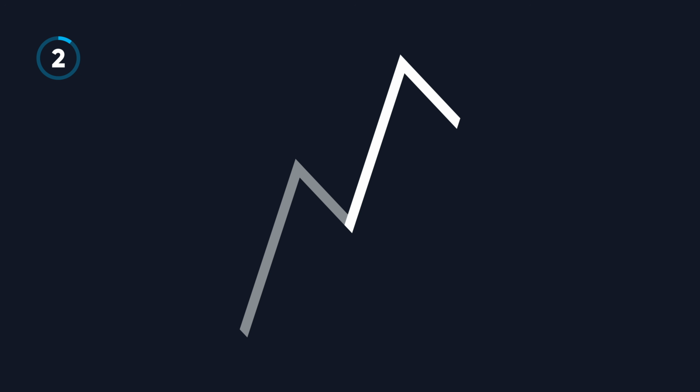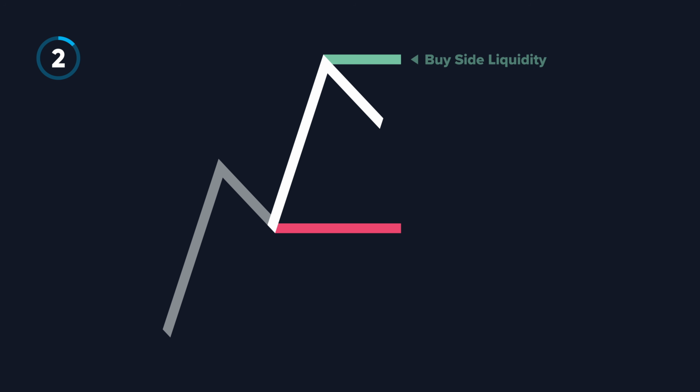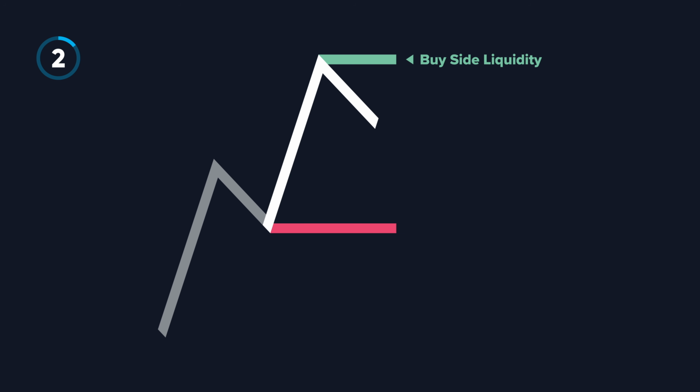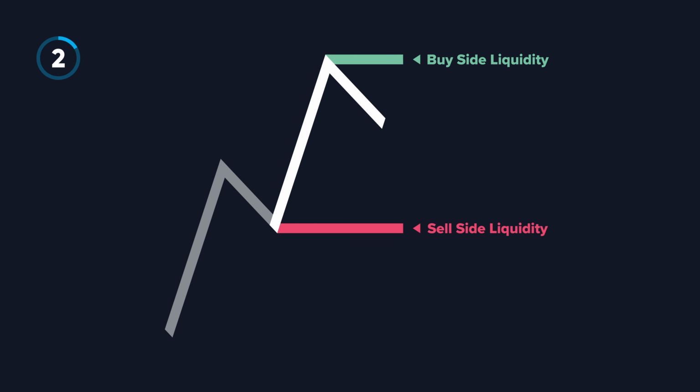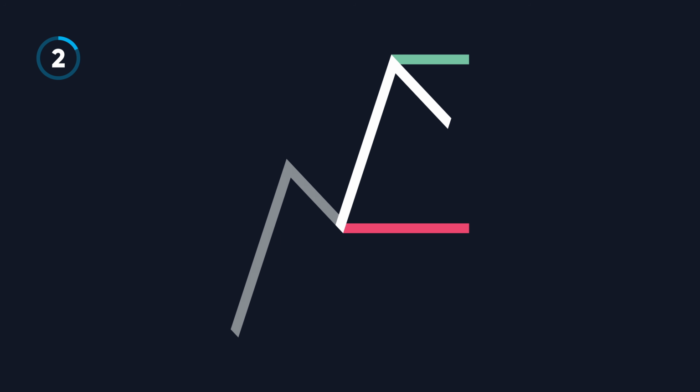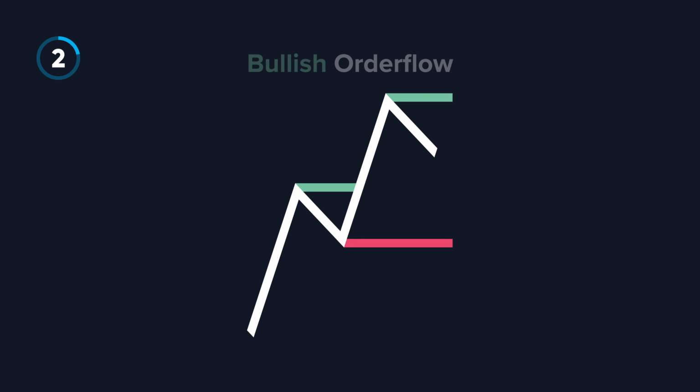When a new swing forms on the chart, liquidity levels are created at the swing high and swing low. The liquidity level at the high is called the buy-side liquidity, and the liquidity level at the low is called the sell-side liquidity. For the context of break of structure and change of character, we look at which type of liquidity was ran through when this new swing was created, which in this case was a buy-side liquidity, which means we are currently in a bullish order flow.